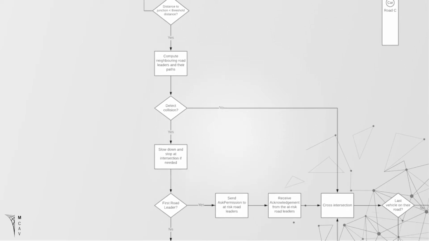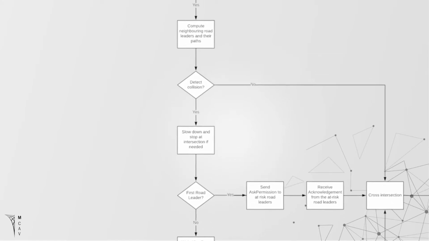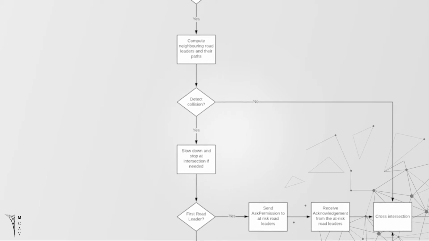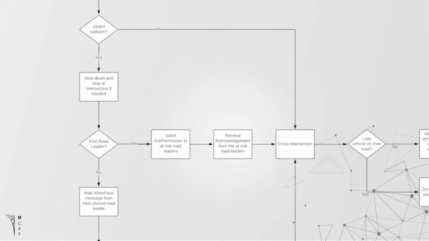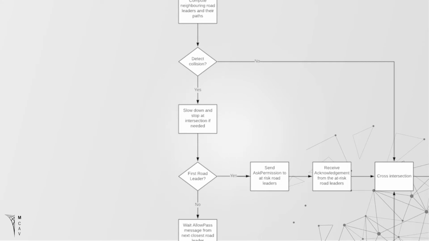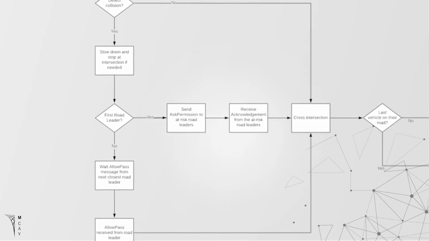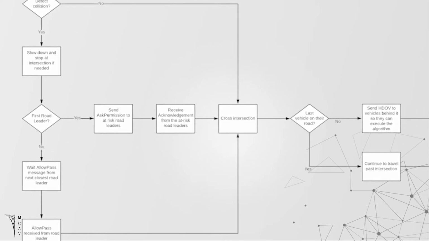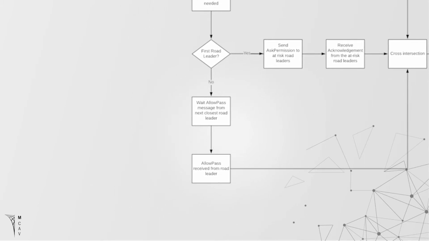2. At intersection. Once the vehicle arrives at the intersection, it will assess whether a collision will occur between it and other vehicles based on their intended paths. If there is no collision detected based on vehicle paths, then it will cross the intersection. If it detects a collision, it will slow down and stop if necessary. If it is the first road leader, then it will send a message to other road leaders seeking permission to cross. After receiving acknowledgement, then it will proceed to cross the intersection. Otherwise, if it is not the first road leader, then it should wait for the next closest road leader to give them permission to cross.